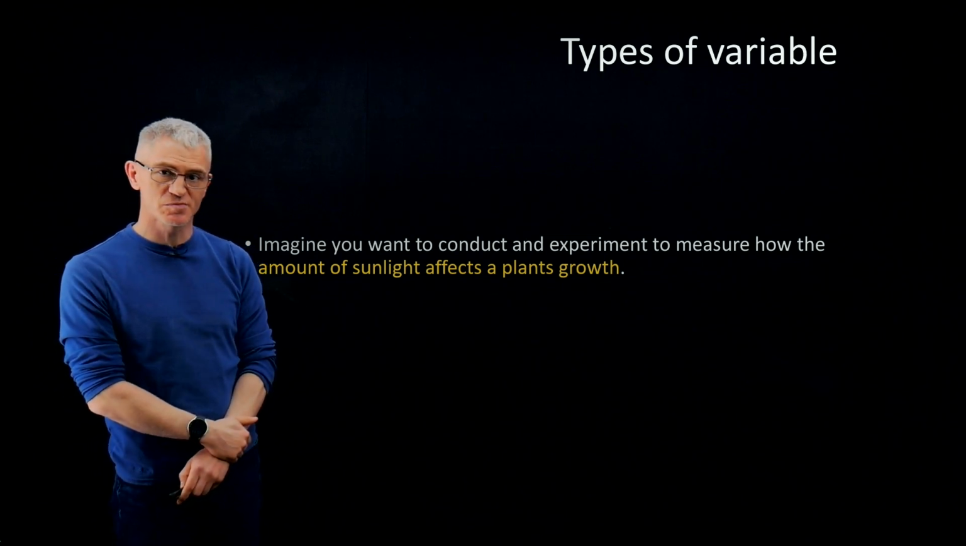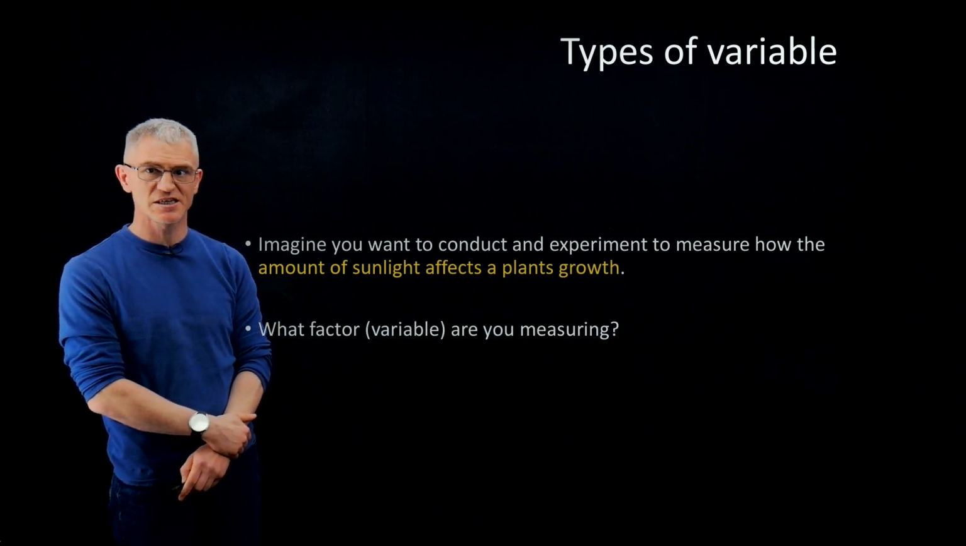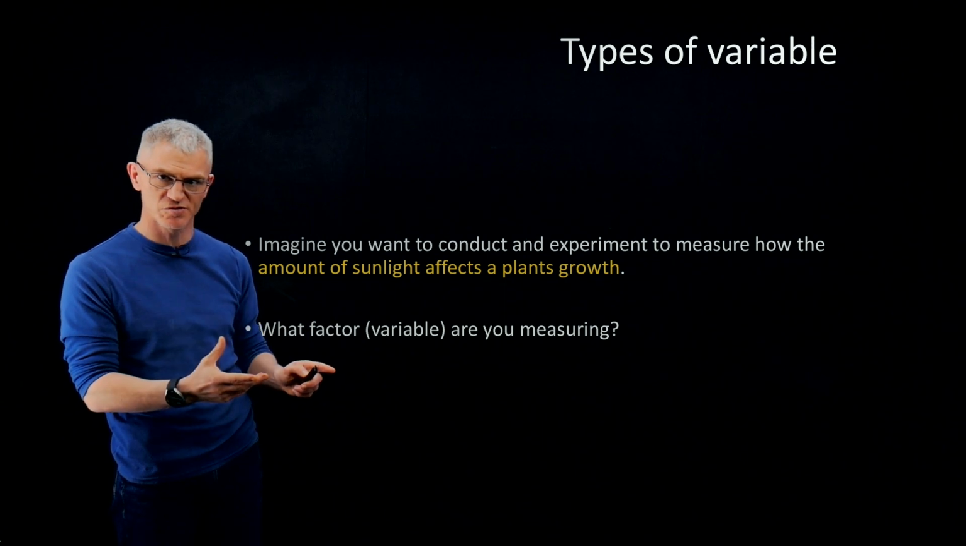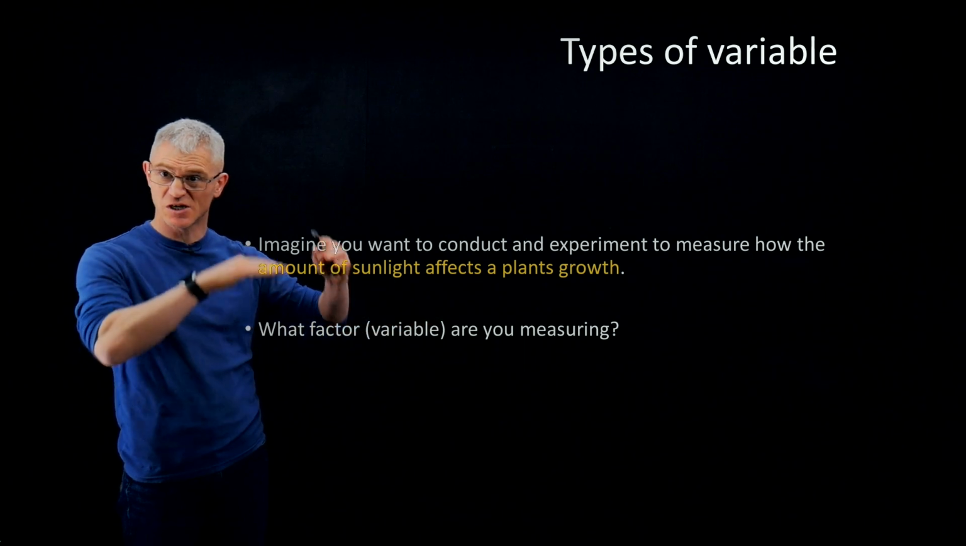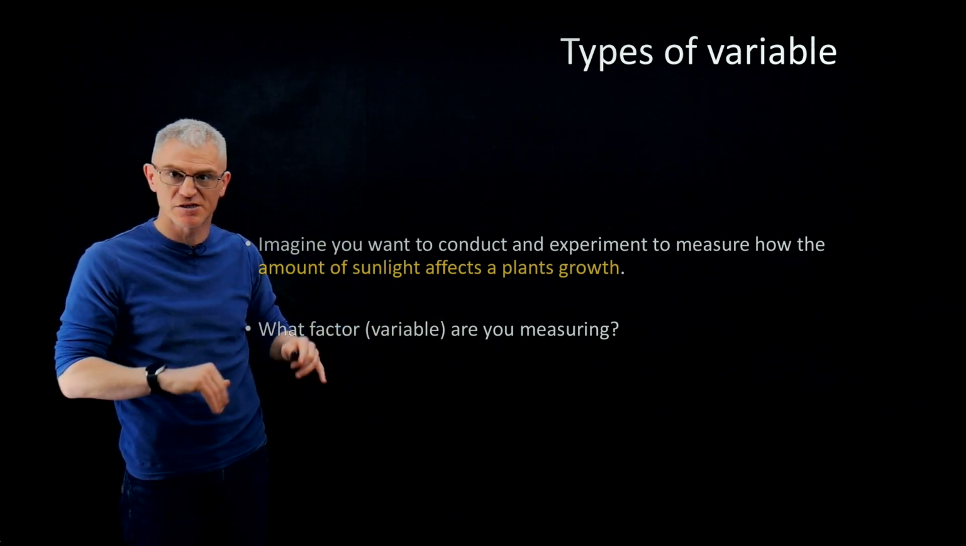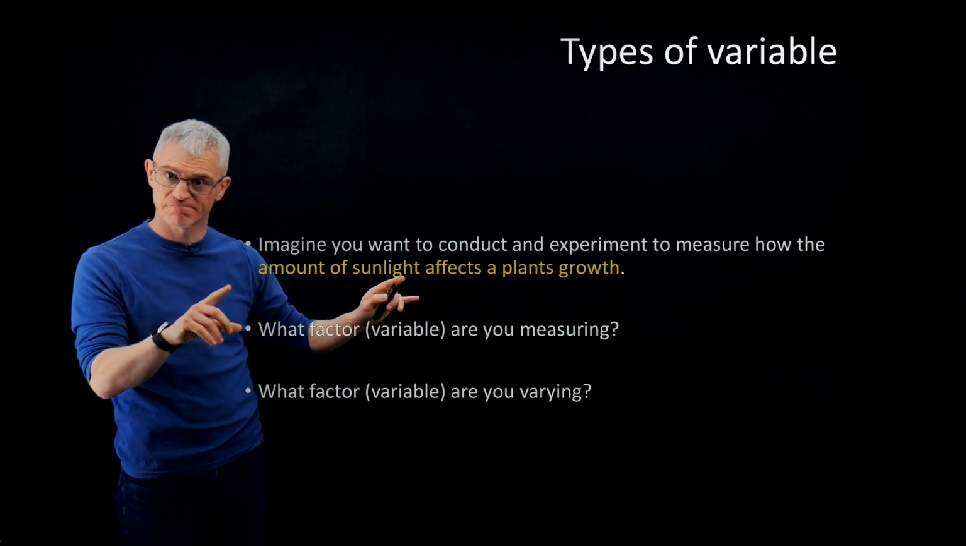Imagine you want to conduct an experiment and you want to measure how much sunlight affects a plant's growth. Well, you need to think of a certain number of things. What variable are you measuring? So it's going to be centimeters, probably, of the height of the plant, something like that. What are you varying? Well, you're varying the sunlight.